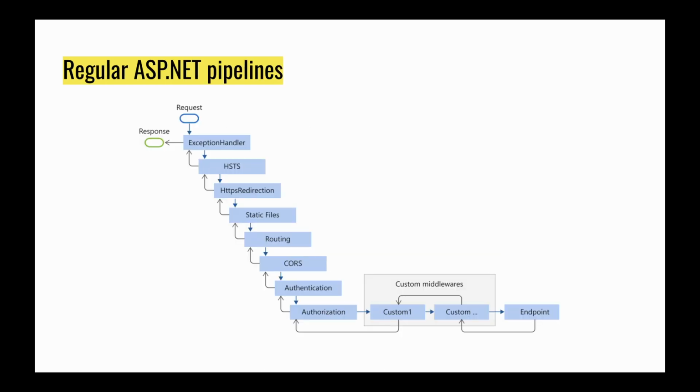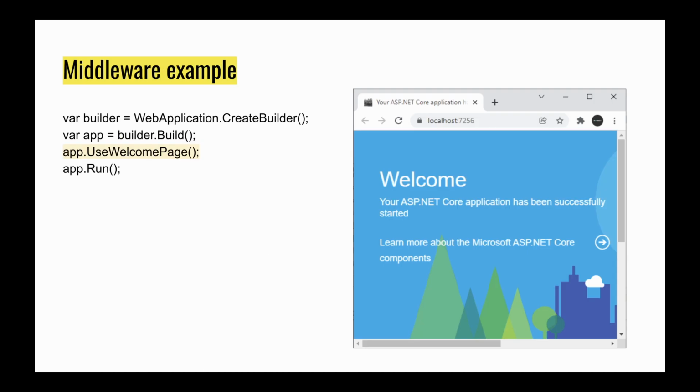Extension methods of a type that begins with Use are defined for the IApplicationBuilder interface to embed these components in the request processing pipeline. For example, the ASP.NET Core framework by default provides a middleware like WelcomePage middleware that sends some standard web page to the client. The UseWelcomePage extension method is used to connect this component to the request pipeline. And when executing this program, the browser will present to our eyes the following picturesque page.